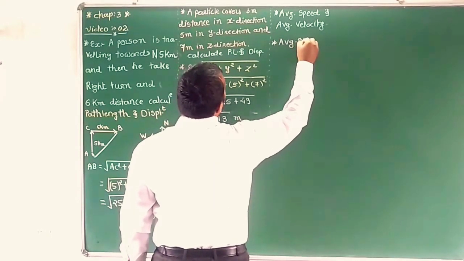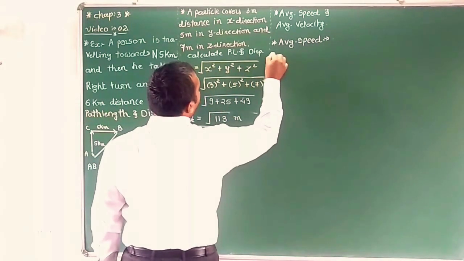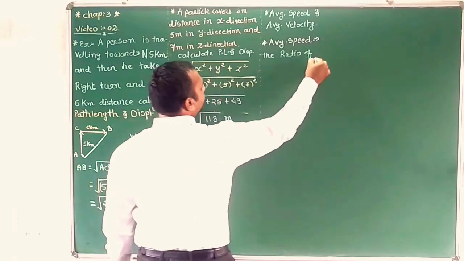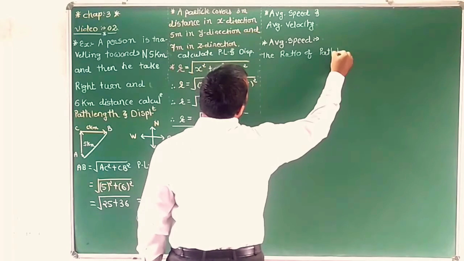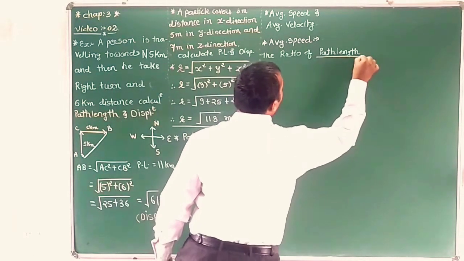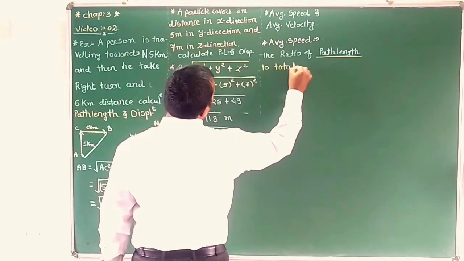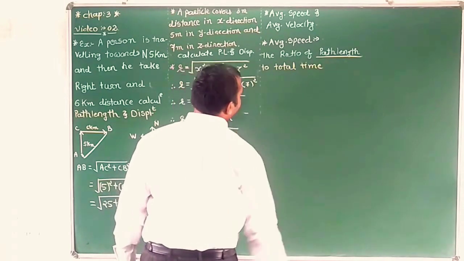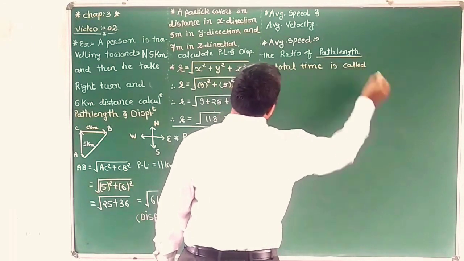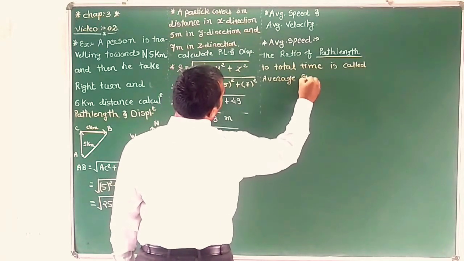Average speed. Okay, so the definition is the ratio of path length to total time is called average speed.